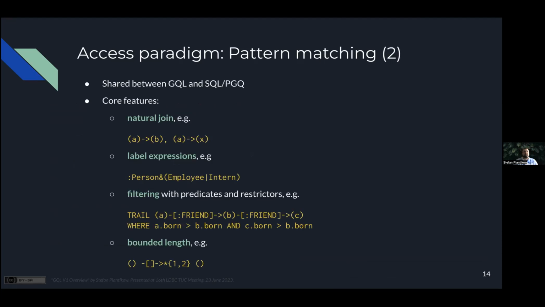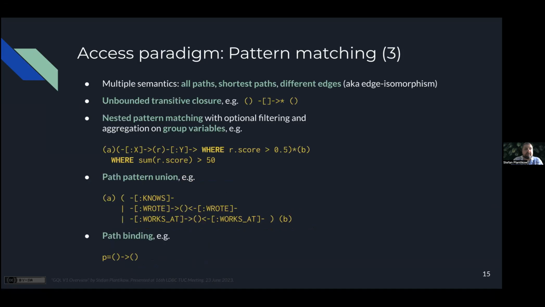So how does it look like? Of course, we have the core features that you can express with pattern matching: natural join, label expressions, essentially conjunctive Boolean formulas over labels, filtering, so you can check if a path is a trail, things like that, bounded lengths. So these are stuff that you could also do with SQL with a little bit of work, although bounded lengths gets nasty if the bound is high, because it becomes very complex union queries. But it has also a lot of other features.